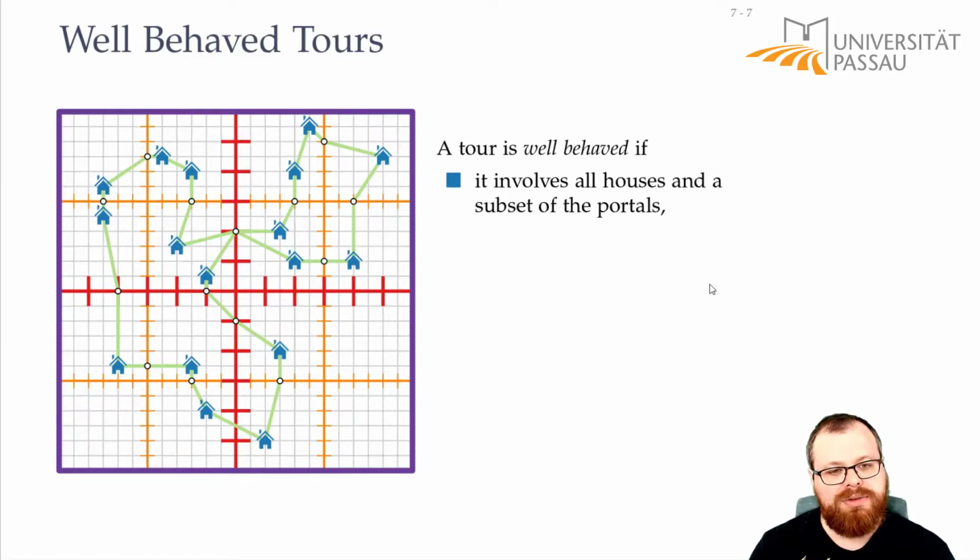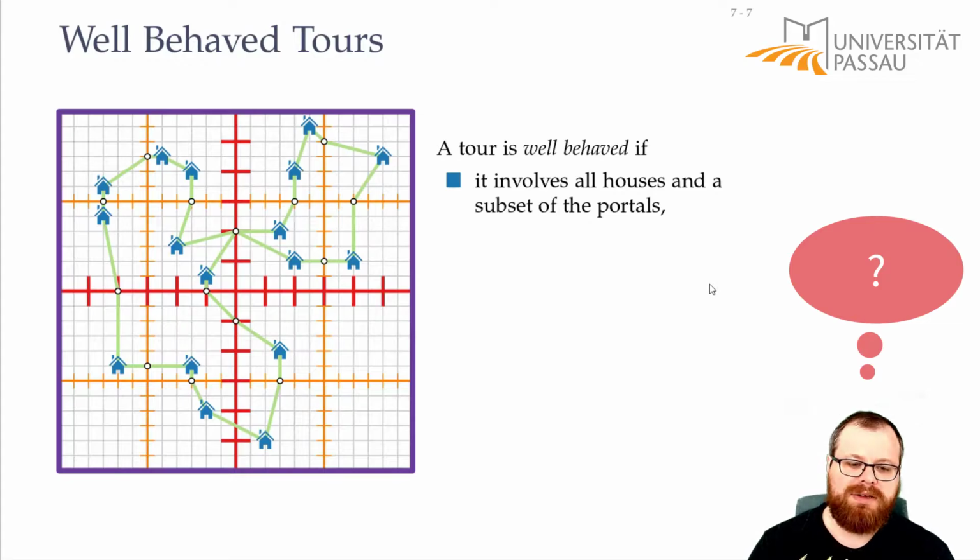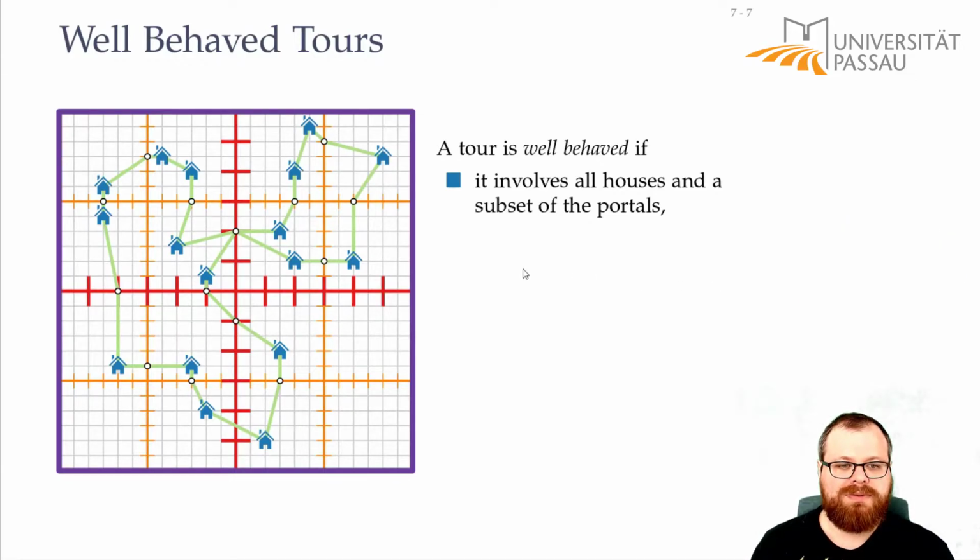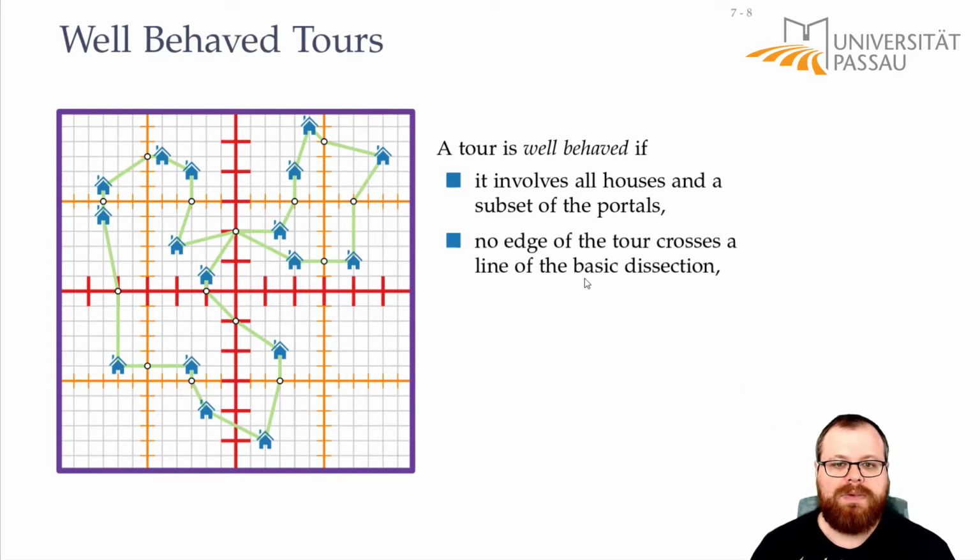But there are still two things that I don't like too much about this tour. Can you figure out what? Well, the first one is down here. We cross this basic dissection line, but not at a portal. And that's not something we should do. So our further restriction is no edge of the tour can cross a line of the basic dissection. Instead, we would have to use one of those two portals here and reroute the one.